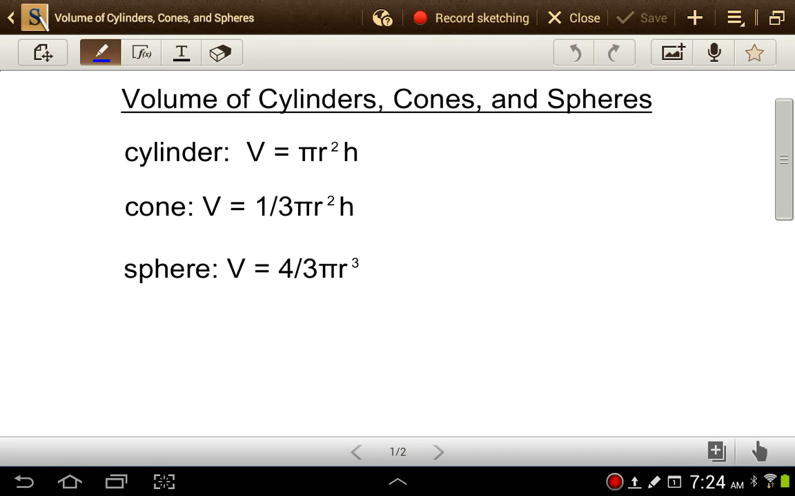For a cone, it's 1/3 of the size of the corresponding cylinder. So it's 1/3 pi r squared times the height. And for a sphere, this is an interesting formula. It is 4/3 pi r cubed.